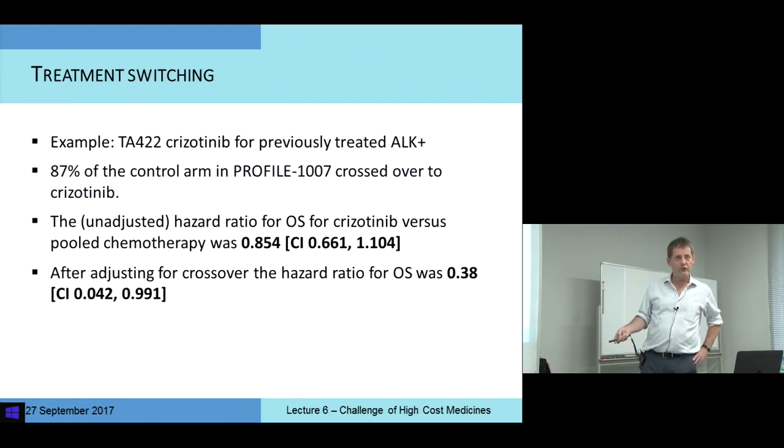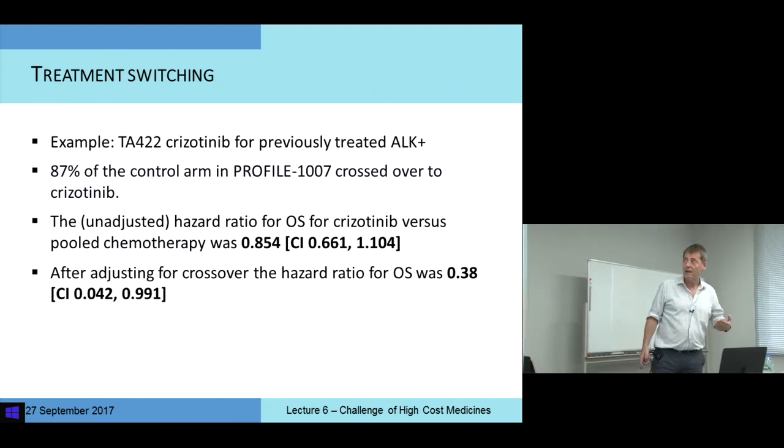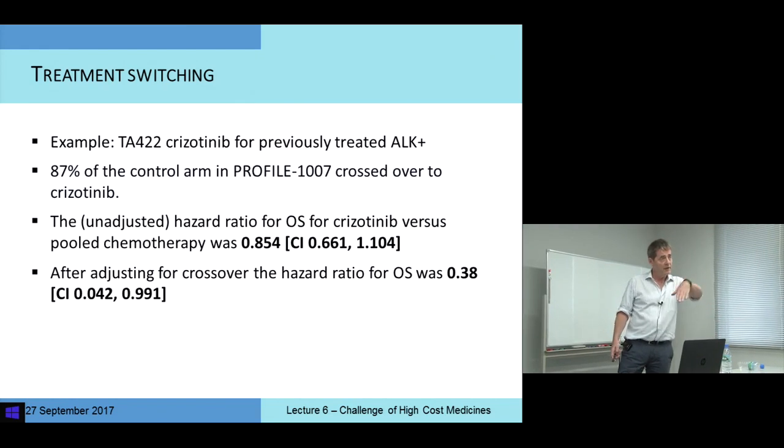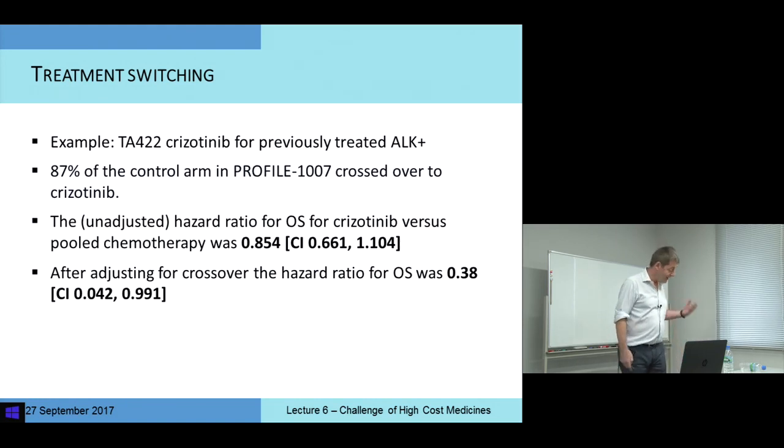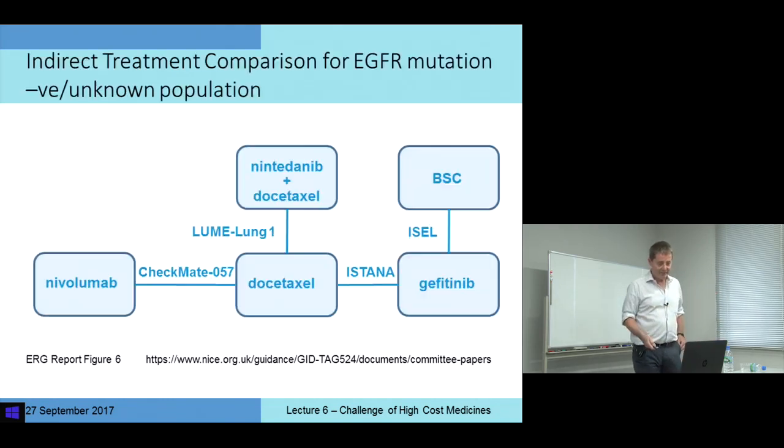If you adjusted for crossover, if you recognise that 87% of the control arm subsequently got crizotinib and adjusted for that, you get a new hazard ratio of 0.38, and it is statistically significant. So it's a very real problem. But the challenge again is there are different ways of adjusting for crossover, and some will make a bigger adjustment than others. Which is right?